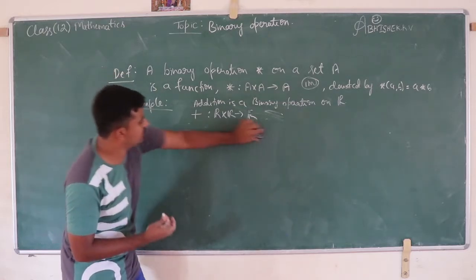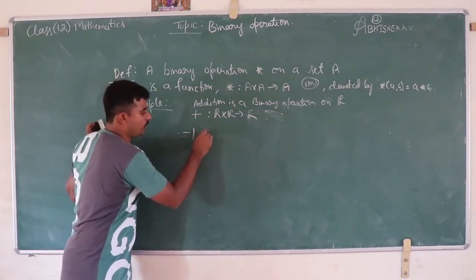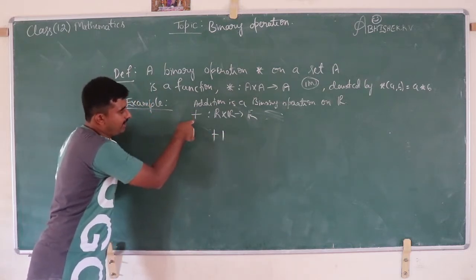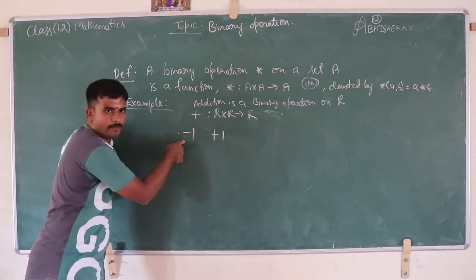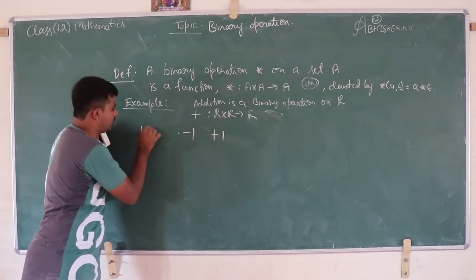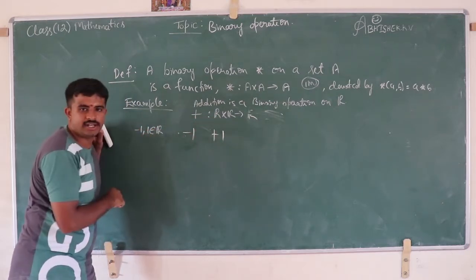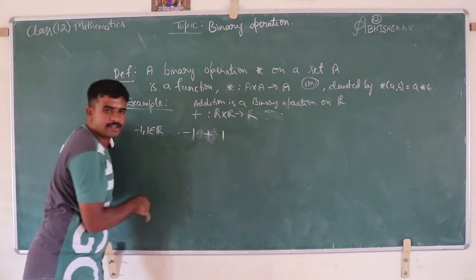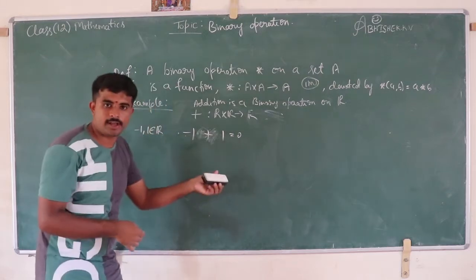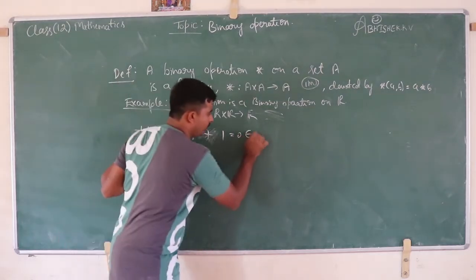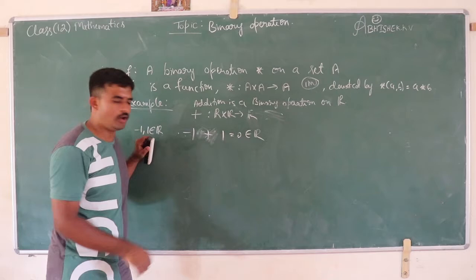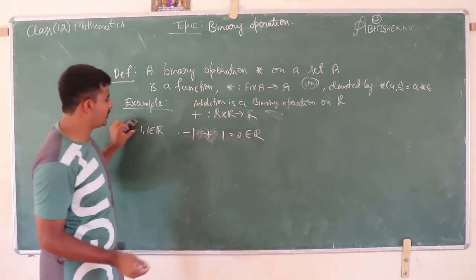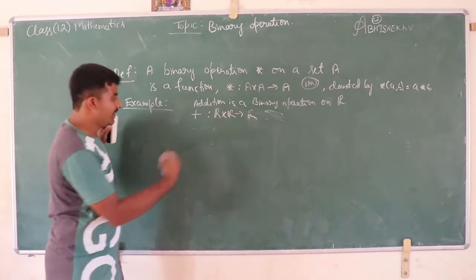For anything, if you consider minus 1 plus 1, here addition is the operation, both minus 1 and plus 1, minus 1 comma plus 1 belong to the set of real numbers. Then minus 1 plus of plus 1. What is minus 1 plus 1? This is equal to 0. Does 0 belong to real numbers? Yes, obviously it belongs to real numbers. Therefore, in general, addition is a binary operation on the set of real numbers.